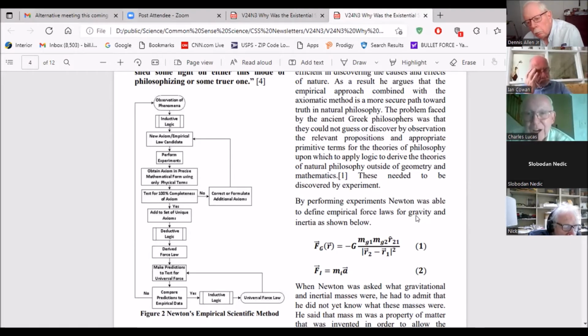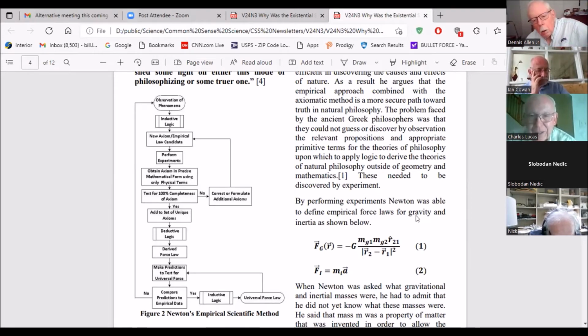And he put a constant in there called the mass. And if you ask him what the mass was, he said, well, in order to be able to write an equation for the force of inertia and the force of gravity, I had to put a constant in there. And he says, I don't really know what the constant is. I call it mass, but that is what I did in order to be able to write it in mathematical equation form.